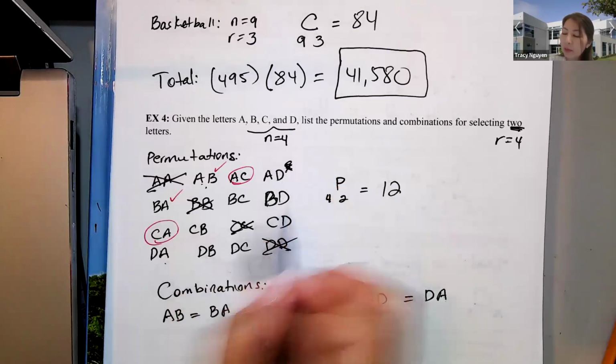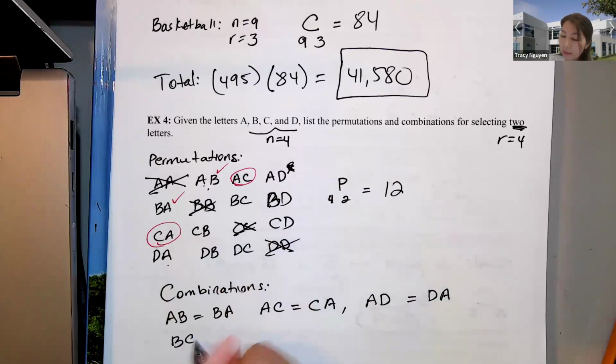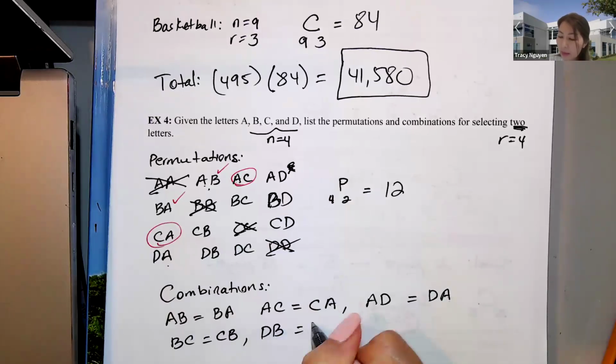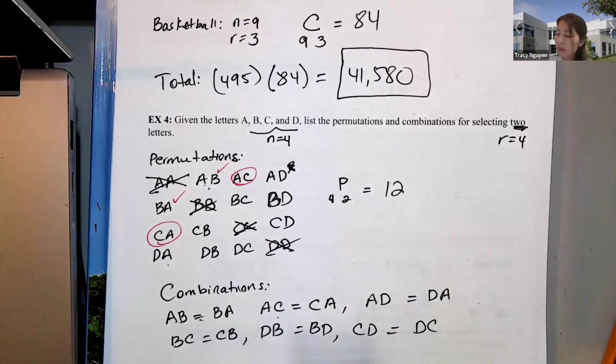So basically, we're taking half, right? BC is the same as CB. BD is the same as DB. CD is the same as DC. So 1, 2, 3, 4, 5, 6.